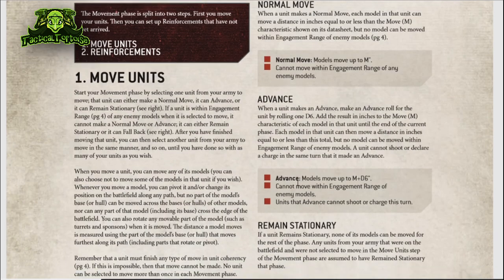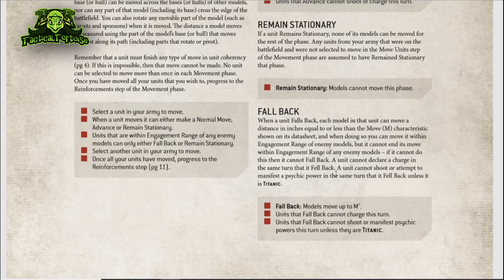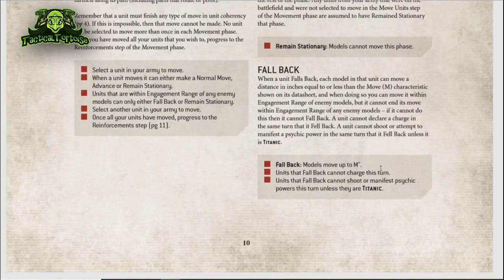Now, for the most part, most of the standard moves have changed, but Falling Back has had a couple of changes to it. Normally, you can't cast Psychic Powers now when you fall back, which is a change from 8th edition, and now any Titanic unit can fall back and shoot in the same turn.